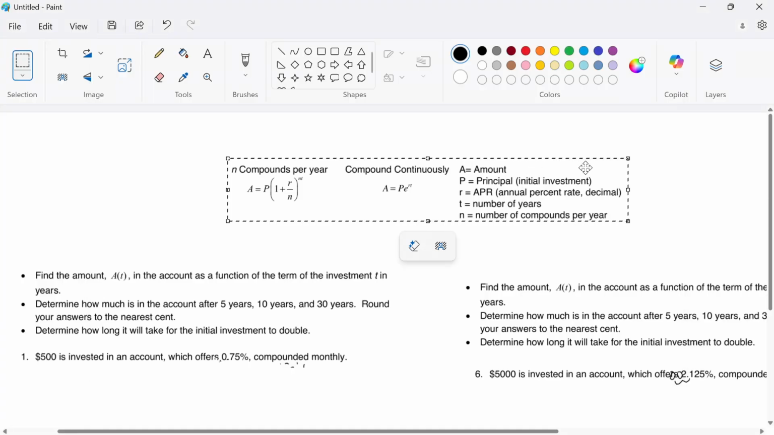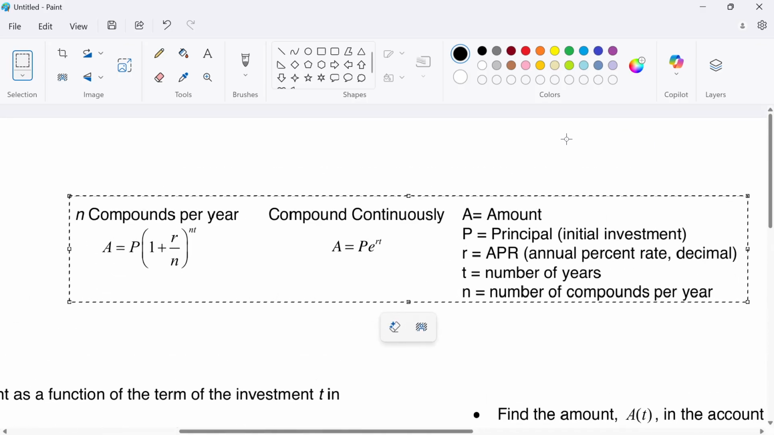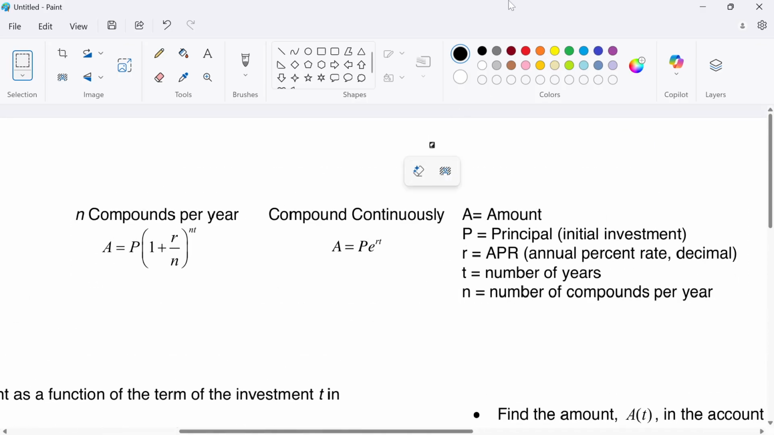These are some problems in Precalculus, Onramps, for compound interest. And here are the general formulas. For n compounds per year, for example, if n is semi-annually, then it would be 2. If n is monthly, n is 12. If n is quarterly, n is 4.